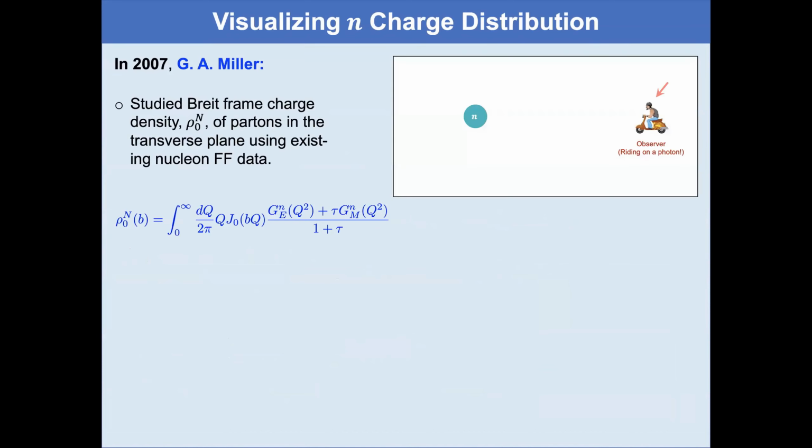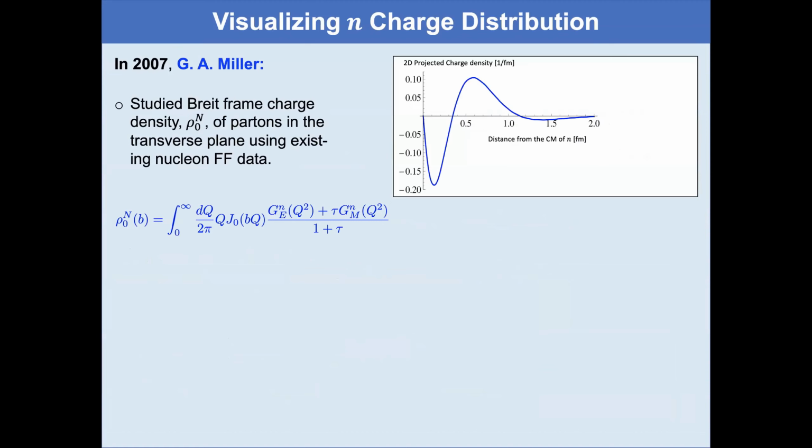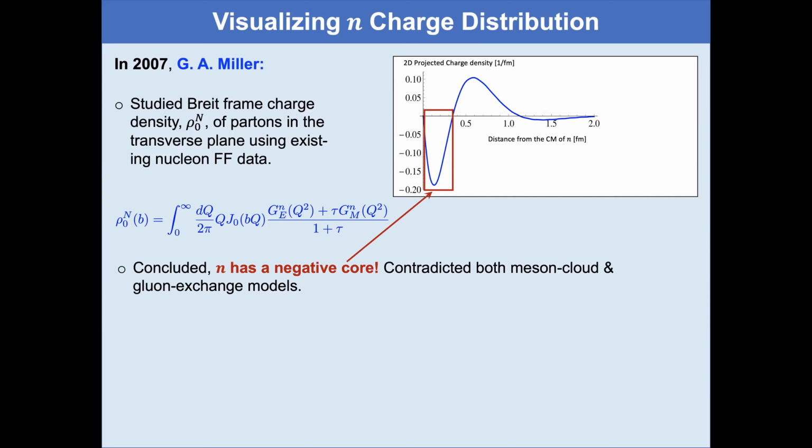It shows that if somehow a person can manage to travel at the speed of light towards an unpolarized neutron, then upon crossing its surface, first he will see an outer layer of negative charge, followed by a layer of positive charge, and then the negative core. This contradicts both the meson cloud and gluon exchange models' prediction that the neutron has a positive core.